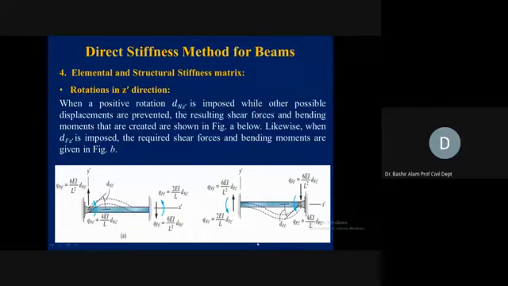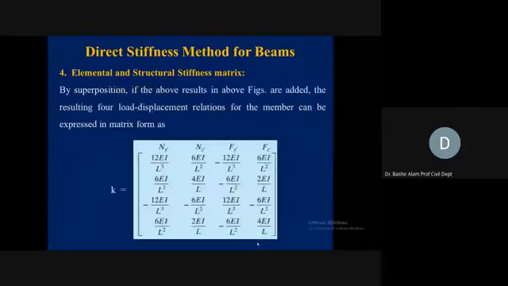And now we are in a position to write our stiffness coefficient matrix. Here you see, this is when the vertical translation was given at the near end. So here you see 12EI, 6EI, minus 12EI, and this one.